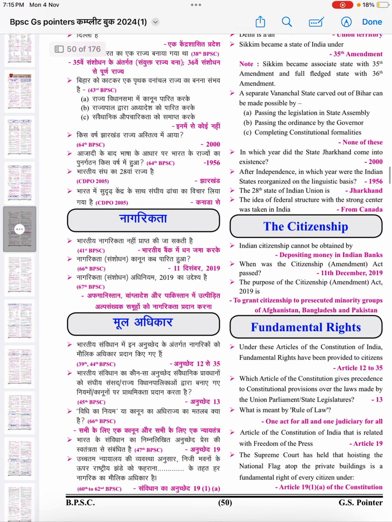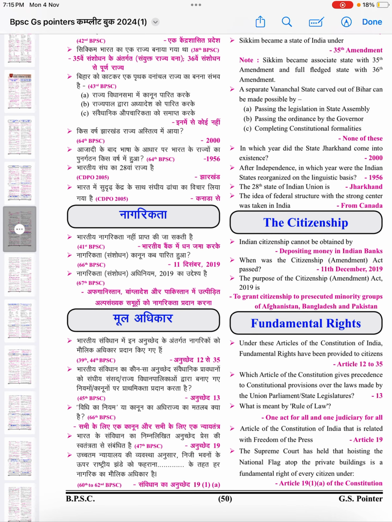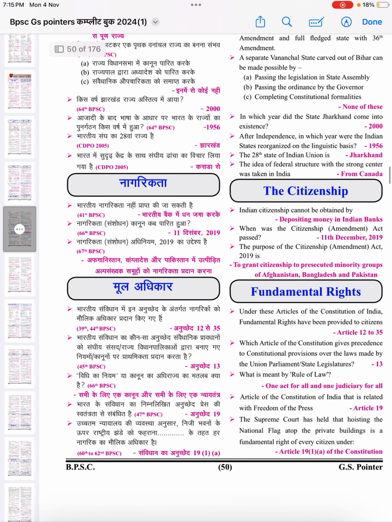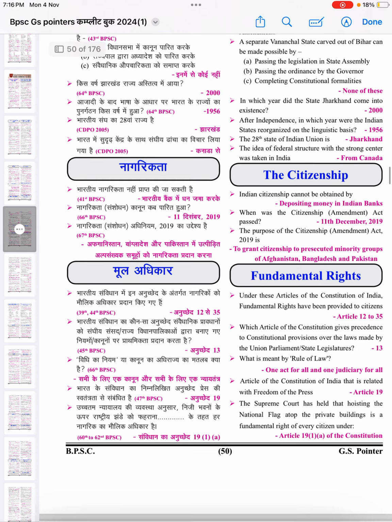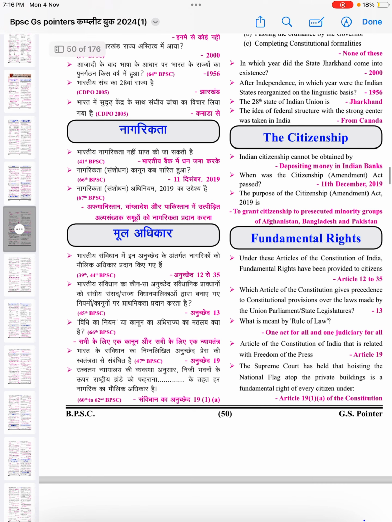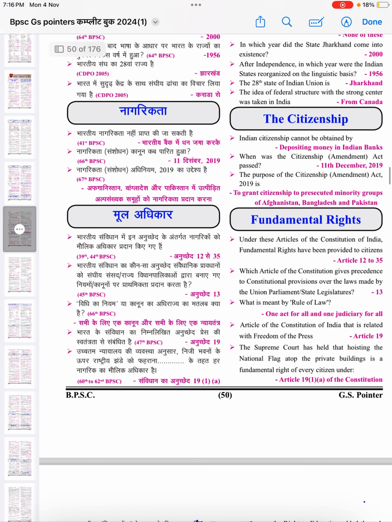A separate financial state carved out of Bihar can be made possible by: passing the legislation in the state assembly, passing the ordinance by the governor, completing constitutional formalities, or none of the above. In which year did the state Jharkhand come into existence? 2000. After independence, in which year were the Indian states reorganized on the linguistic basis? 1956. The 28th state of the Indian Union is Jharkhand.